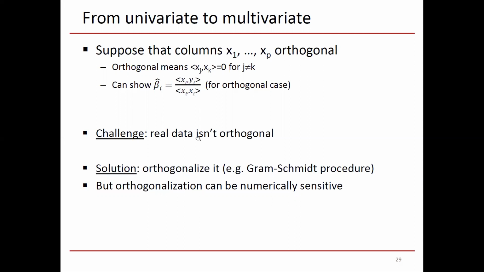The challenge is that real data is not orthogonal. One possible solution is to orthogonalize it. For example, in previous and undergraduate courses, I'm sure you've heard about the Gram-Schmidt procedure. There are ways to orthogonalize a matrix. However, orthogonalization can be numerically sensitive in addition to other problems. So we went to univariate. This can be used in a multivariate case, but one needs to proceed with care.